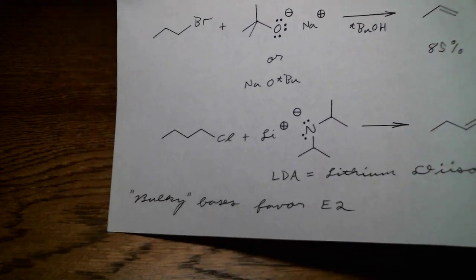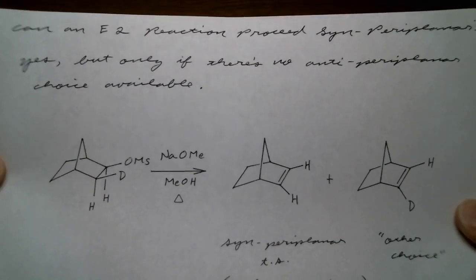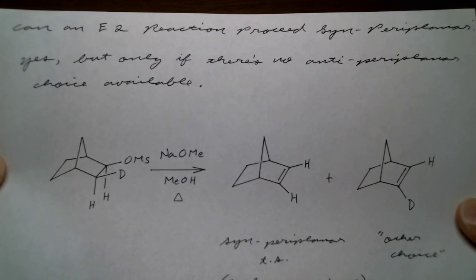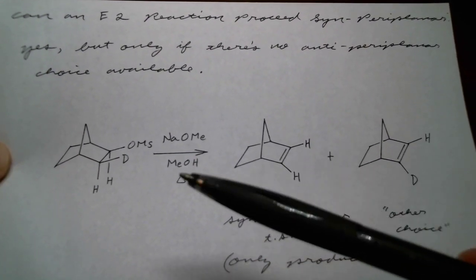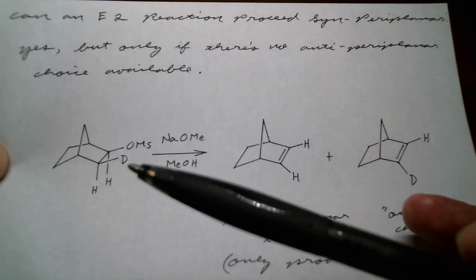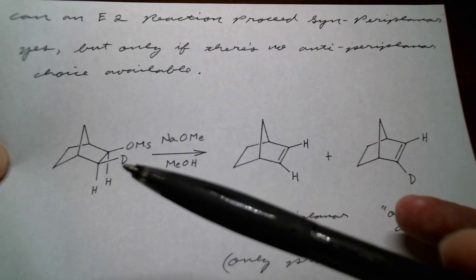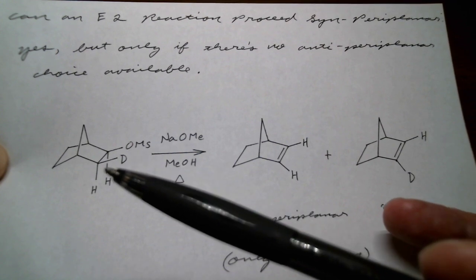So, just a little bit more, and we'll be done with this class time series of videos. Can an E2 reaction proceed syn periplanar? I promised that I would get to this example. The answer is yes, but only if there is no anti-periplanar choice available. Here we have an interesting molecule that has a mesylate leaving group, and we've got a deuterium substituent that will be syn periplanar with that mesylate leaving group. They will be eclipsing.